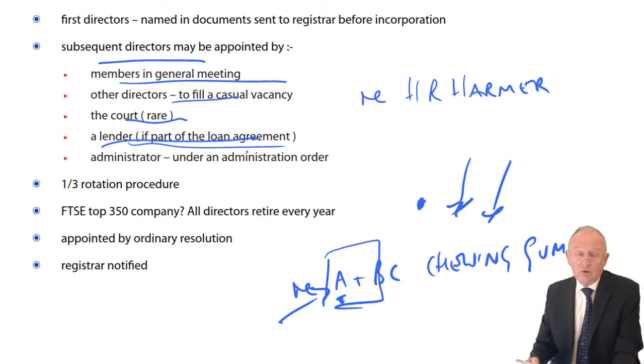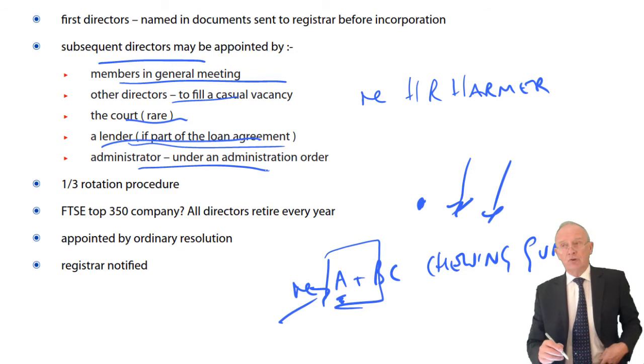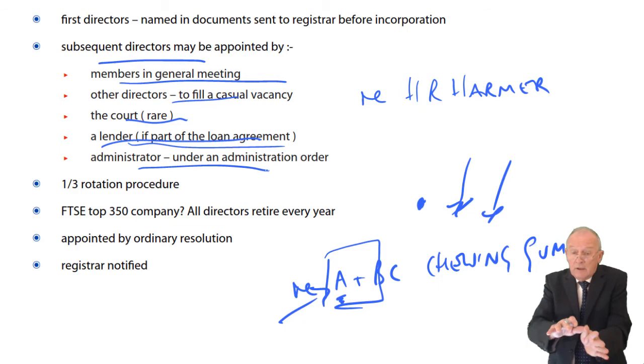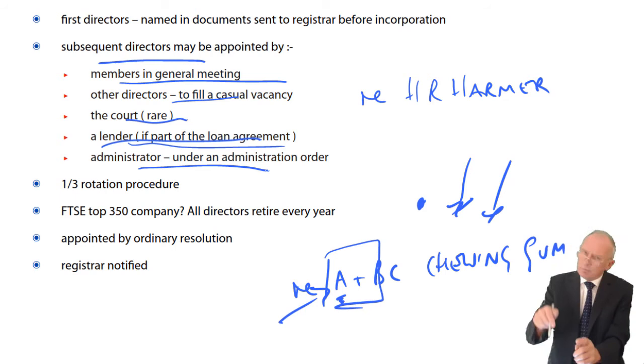So a lender, if part of the loan agreement, could be able to appoint a director. And finally, the administrator, under an administration order, takes control of the company during the period of administration. And in taking control, they may either elect or choose the existing directors to assist in the administration, or they may suspend those existing directors and say, no, you stay out of this. I'm going to bring in some new people to run the company during the period of administration.